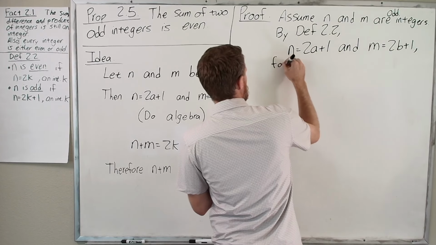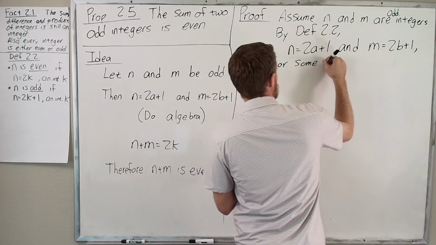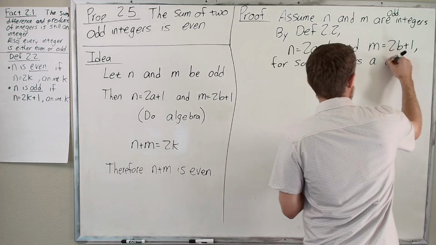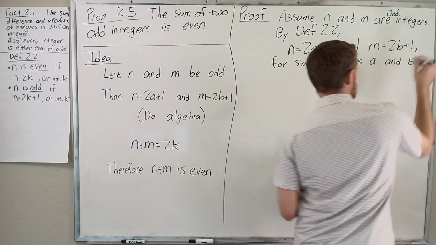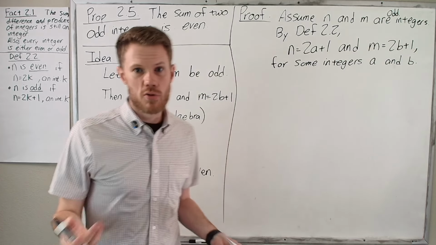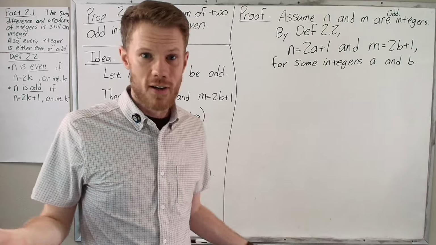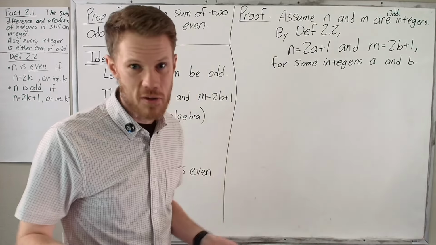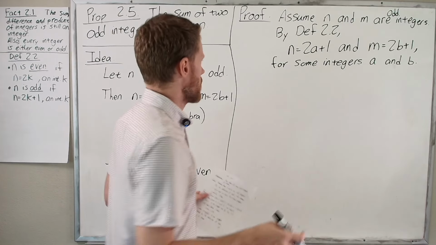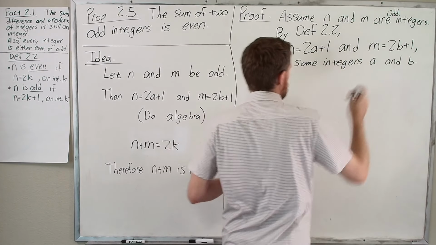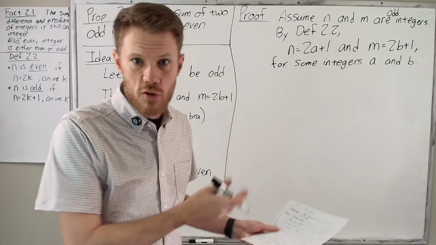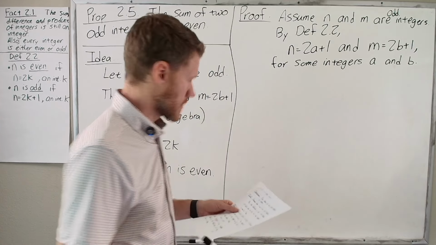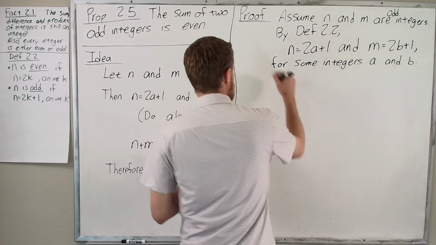This is for some integers a and b. So by saying some integers, all we're saying is we don't know what they are. I mean, we don't even know what n and m are. They're just some odd numbers. There are infinitely many options. But we know that there are some integers that you can put here to express n and m in this different way. Okay, good.